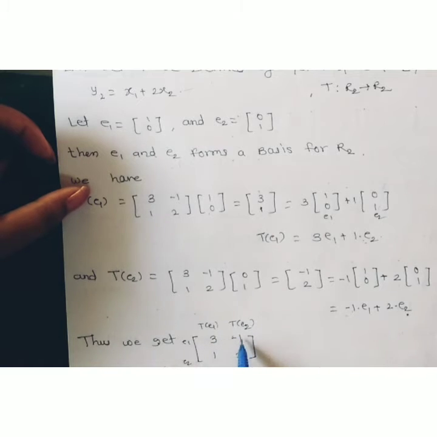Therefore the matrix is 3, minus 1, 1 and 2. This is the transformation matrix by using the basis vectors e1 and e2. In that way the transformation matrix by using the basis vectors can be calculated.